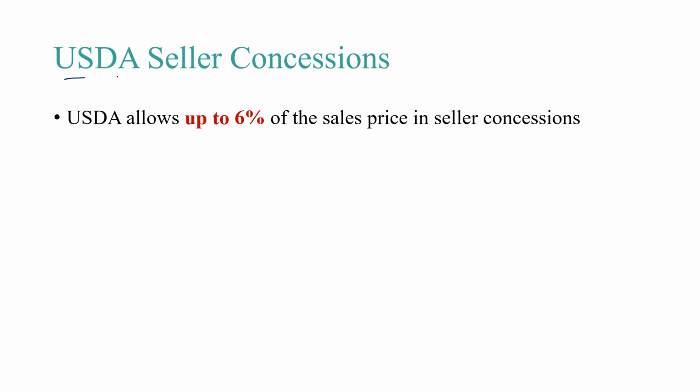Let's talk about USDA seller concessions. The USDA allows up to 6% of the sales price in seller concessions. Remember that this is similar to FHA loans, which allow up to 6% in seller concessions. VA loans allow up to 4% in seller concessions.